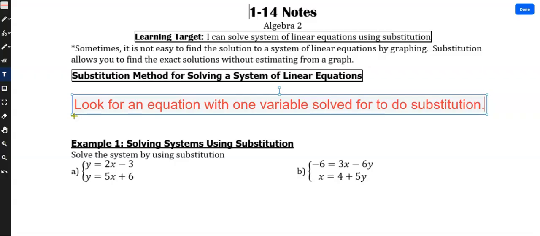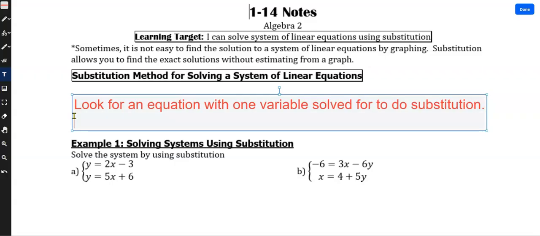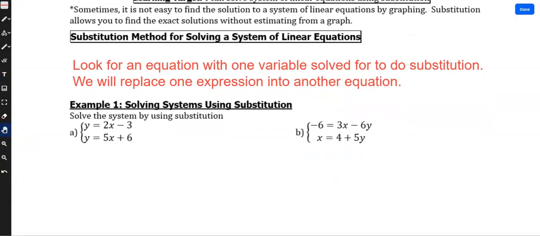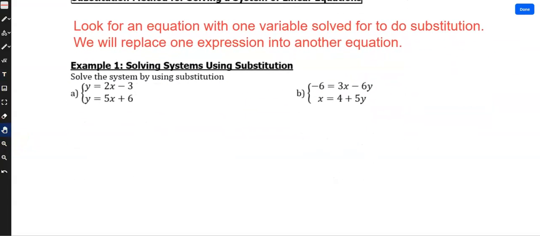Now, this is an old concept. This is something you've already done in Algebra 1, so this shouldn't take you a long time. We will replace one expression into another equation. So let's take a look at examples of doing that.